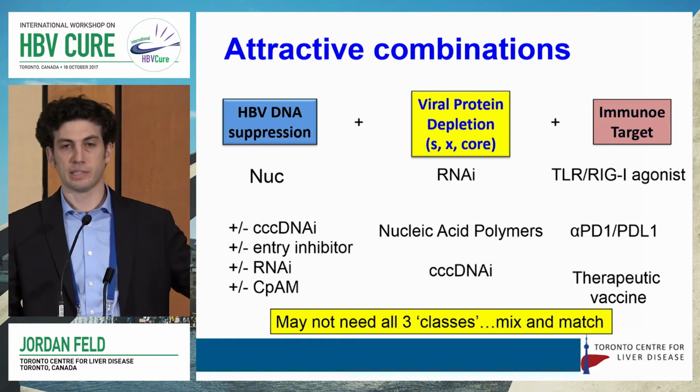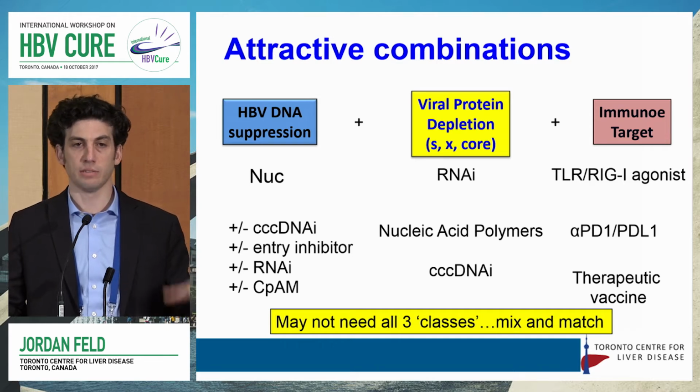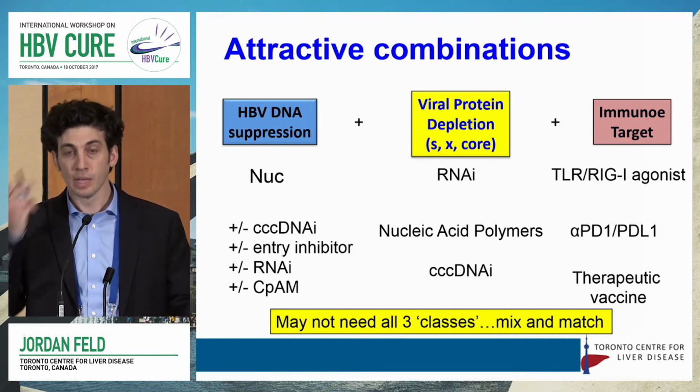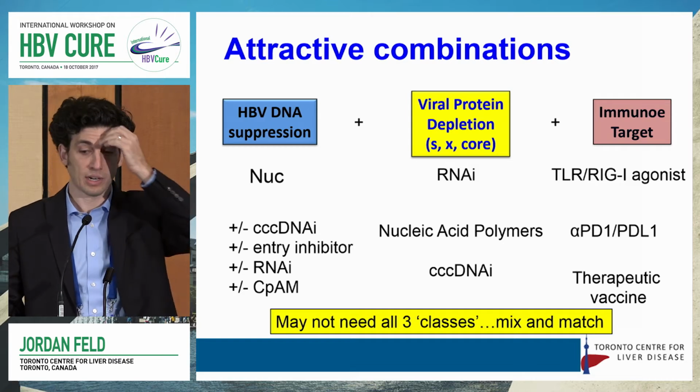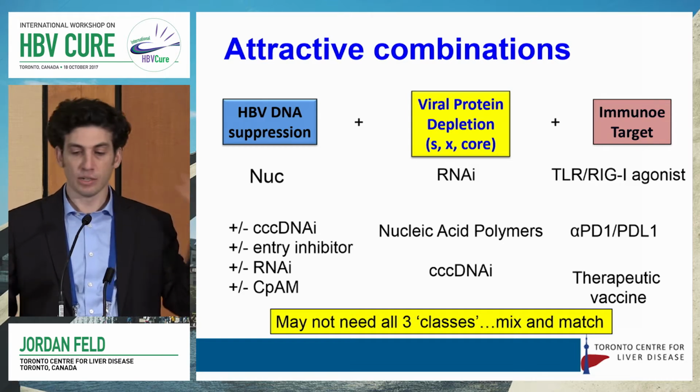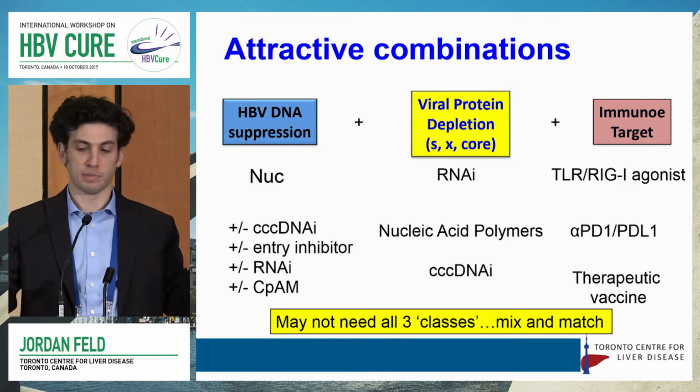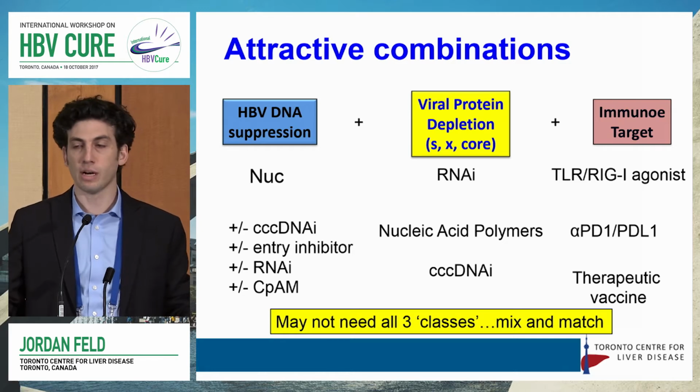you probably want something that suppresses viral replication, want something that depletes protein to hopefully improve immune function, and then this sort of knockout punch with an immune target. And maybe you don't need all three classes, and the specific ones I've listed here are not the only options.